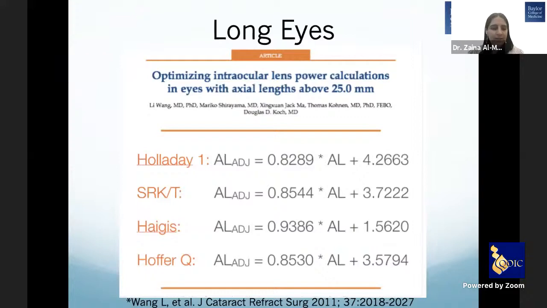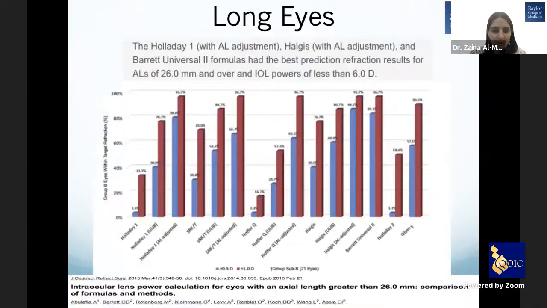So let's talk about long eyes, where patients used to get hyperopic errors until Lee Wang and Doug Koch from my group did a great study to show that if you optimize the axial length, it's important to note, it's these 4 specific formulas: Holladay 1, SRK/T, Haigis, and Hoffer Q. You take the axial length that you get, put it into this equation, and you get a shorter axial length to avoid the hyperopic error.